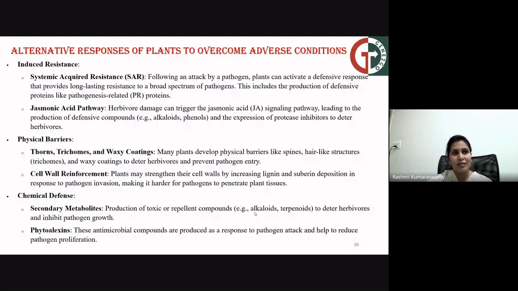Secondary metabolites, as I told in earlier slides, phenols, flavonoids, and other secondary metabolites reduce the pathogen effect or help during the abiotic stress condition. Apart from this, plants also have some other mechanisms like phytoalexins, and all of this will reduce the pathogen attack and help to reduce pathogen proliferation in the plant system.